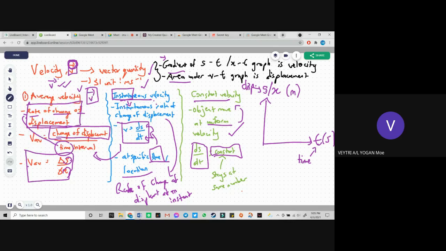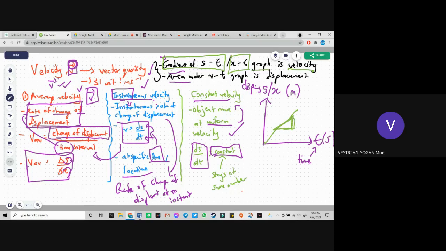Now, apa maksud dia? Let's say dia macam ni kan? Okay, let's say dia macam ni. Gradient, what did I write here? Gradient of displacement over time graph. Ini nama dia displacement over time graph. Gradient of displacement over time graph atau x-t graph is velocity. Okay. Macam mana you guys nak kaitkan? Now, dia cakap gradient kan? Untuk straight line, cari gradient guna triangle kan macam ni. Dulu dah belajar maths.